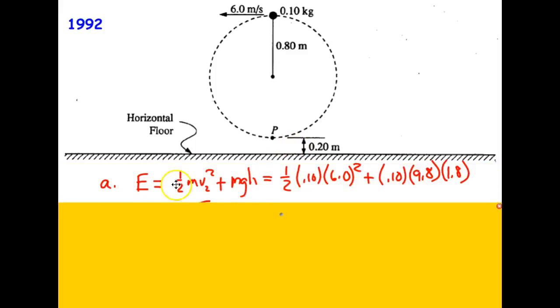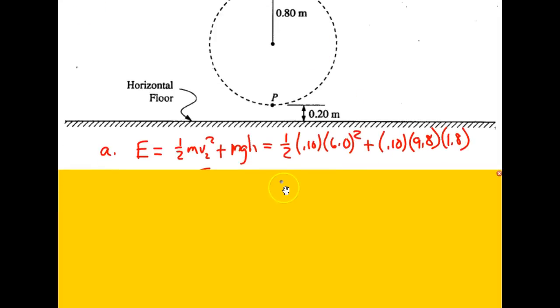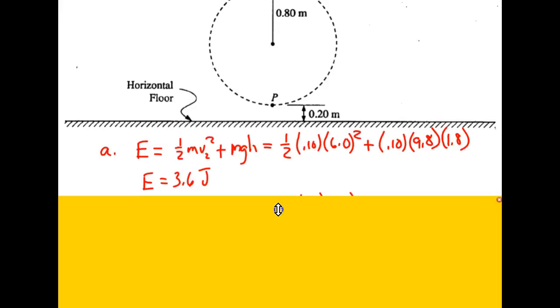So the total energy is the kinetic possessed at the top plus the gravitational potential at the top. 1/2 times 0.1 times 6 squared plus 0.1 times 9.81 times the height. The circle has a diameter of 1.6, twice the radius, and it's 0.2 meters above the floor, so the total height at the top of the circle is 1.8 meters. Go ahead and do your calculation and you should get 3.6 joules.